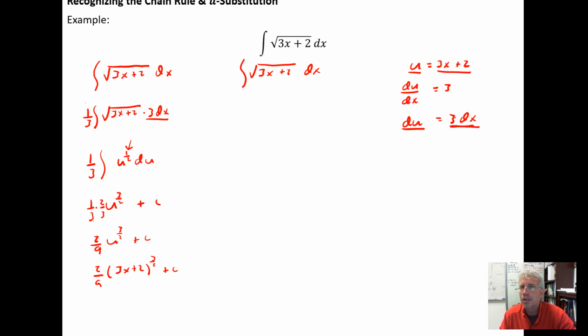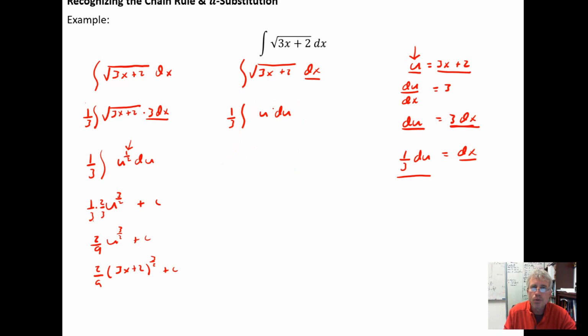The other thing that we could have done is taken this du equals 3 dx and multiplied both sides by 1/3, which would give us 1/3 du equals dx. And we could have substituted directly in here. We could have said, hey, this is the antiderivative of the square root of u, and dx is the same as 1/3 du. So factor that constant 1/3 out front of the integral and leave the du on the inside.